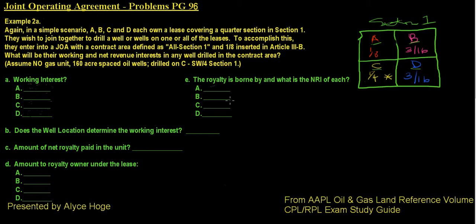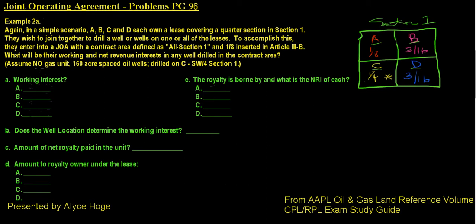And it reads, again, in a simple scenario, A, B, C, and D each own a lease covering a quarter section in section 1. It's even the same diagram as the last one. They wish to join together to drill a well or wells on one or all of the leases. To accomplish this, they enter into a joint operating agreement with a contract area defined as all of Section 1. So on that cover sheet to the joint operating agreement, the contract area is going to simply say all of Section 1, and a 1/8 fraction is inserted in Article 3B. What will be their working and net revenue interest in any well drilled in the contract area?